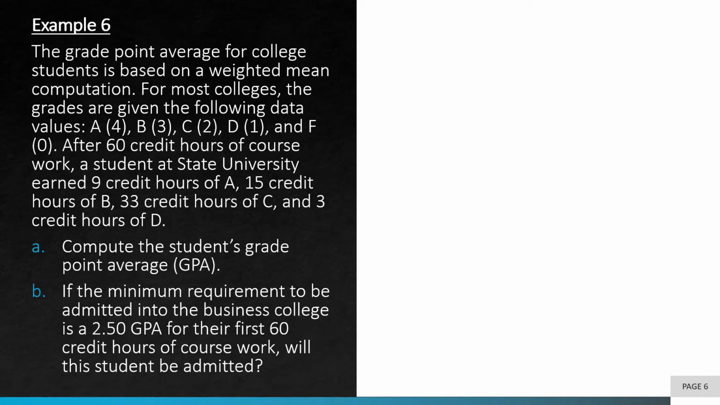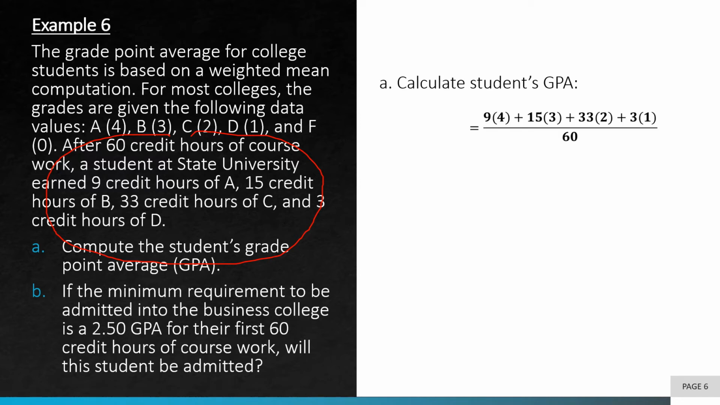Identify how many credit hours got an A, how many credit hours received a B, C, and so forth. So once you've identified that, it's basically this part, right? So now you can write it down in the formula. Because the student earned 9 credit hours of A, 15 credit hours of B, 33 credit hours of C, and 3 credit hours of D.